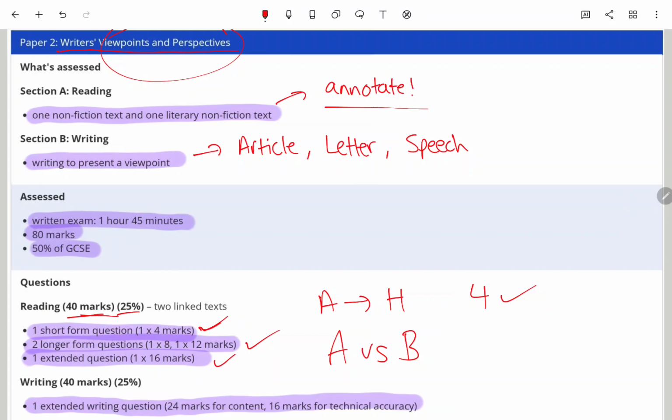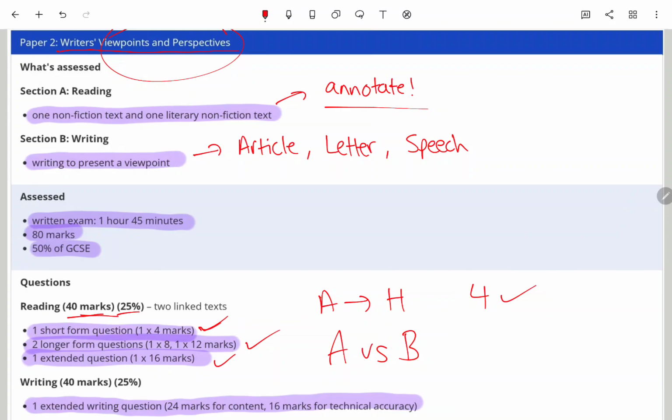Now, usually, or 90% of the time, they ask you to compare the differences in perspectives, but there is a possibility for them to ask you to compare the similarities, but that is unlikely. And remember, when you answer this type of question, you have to back it up with relevant quotes and relevant quotations for you to score the top marks.